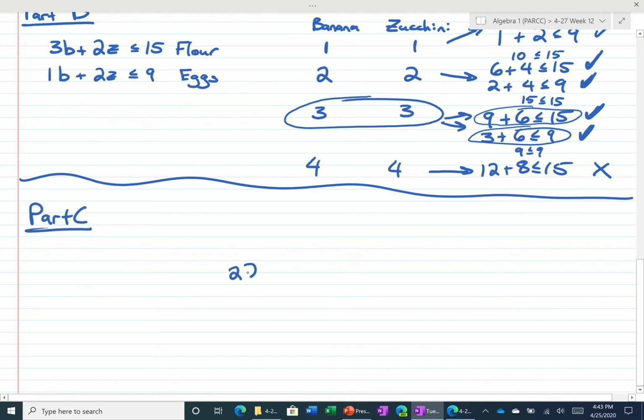So we have 22 cups of sugar, so whatever we make has to use less than 22 cups. And we have 4 sticks of butter. And remember, we're going to use B for banana bread and Z for zucchini bread. So let's try to make an inequality with this.